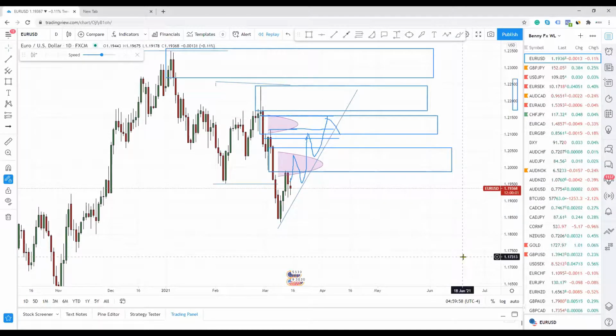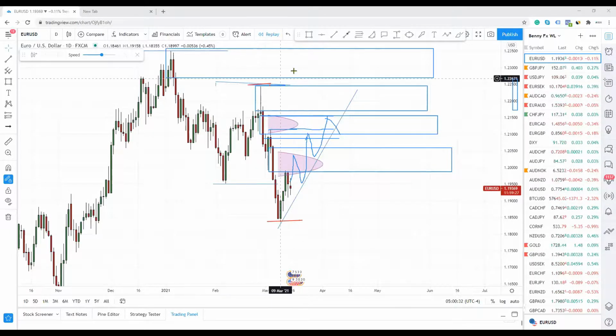Where is the best area to sell? Remember location I talked about just now. This is the high, the higher high. This is the low. So if you are selling, where is the best area to sell? Above 50%, exactly. So if you can just estimate from the higher high and the lower low.